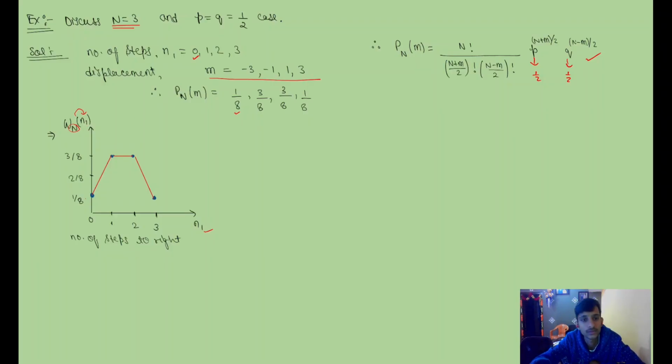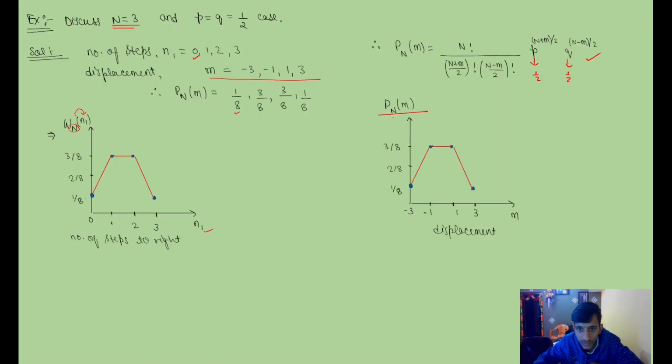Okay, so I can also represent this in a different way. Out of this total n steps, I am reaching some particular net displacement of m. So what will be the probability for that also? So the net displacement could be -3, -1, 1 or 3, and the probability distribution will look the same. So now if you see here, some sort of bell-shaped curve is appearing.